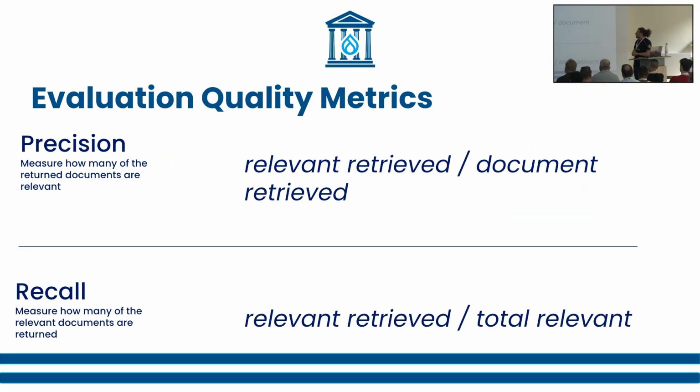I'm going to measure the precision, which basically counts how many of the returned documents are relevant. And then the recall, how many of the relevant documents that we have in our system are actually returned in the results. So precision is relevant retrieved documents divided by documents retrieved, while recall is relevant retrieved divided by total relevant that we have in our system.